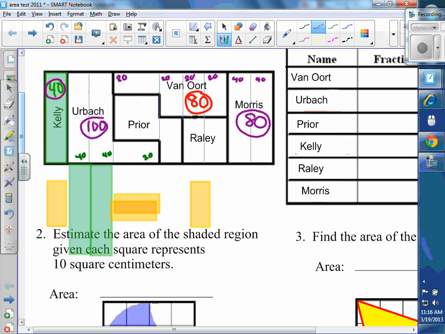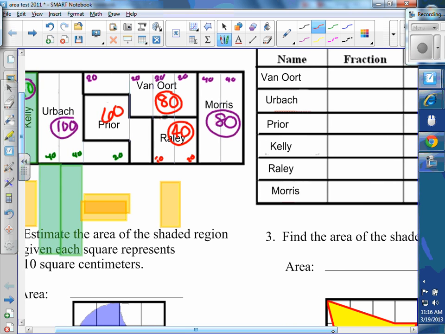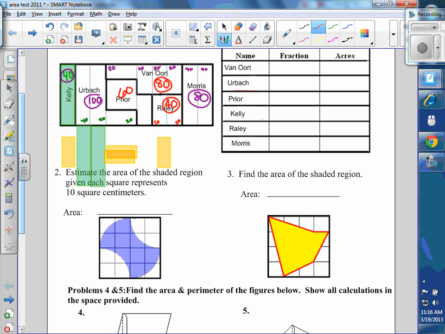Okay. So Melanie, how about Rayleigh? 20 on one side, 20 on the other, right? 20 here and 20 here, so altogether 40. Nice. And then Pryor. How about Jeff? What'd you get for Pryor? For Pryor, I got 60. Good. 60. Okay, so you can fill in part of the table now.